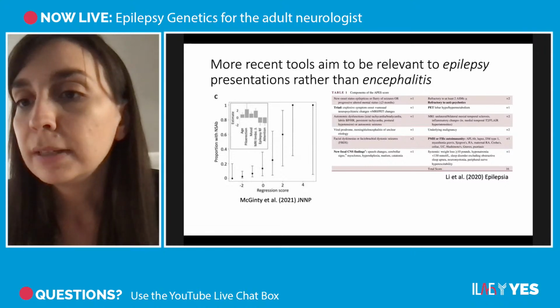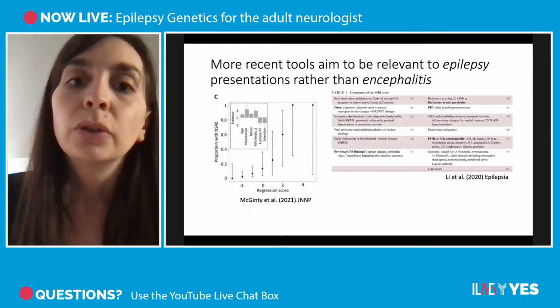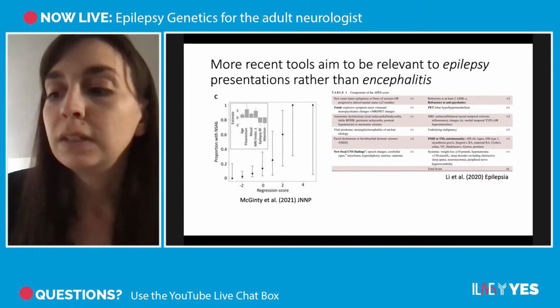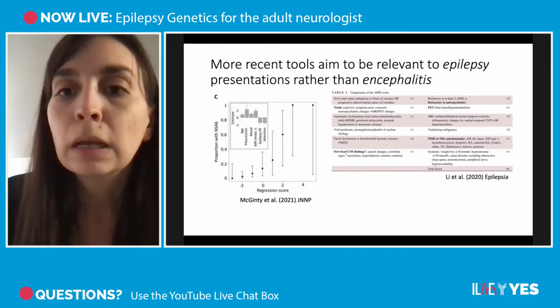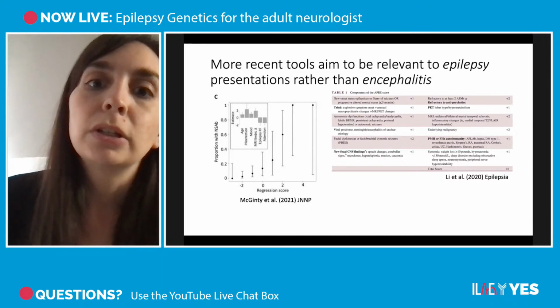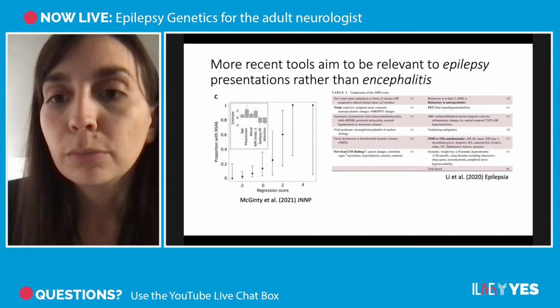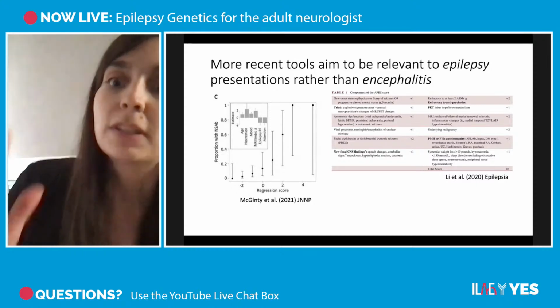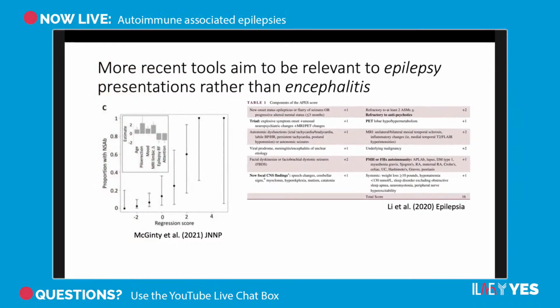And lastly, a group in Stanford took the APE score, added some elements to it, which are bolded here, which I won't go into detail because I want to have some time for questions, and then applied that in a group of patients who were being considered for epilepsy surgery in order to determine whether we should stop and perhaps do a trial of immunotherapy if they had an antineuronal antibody.